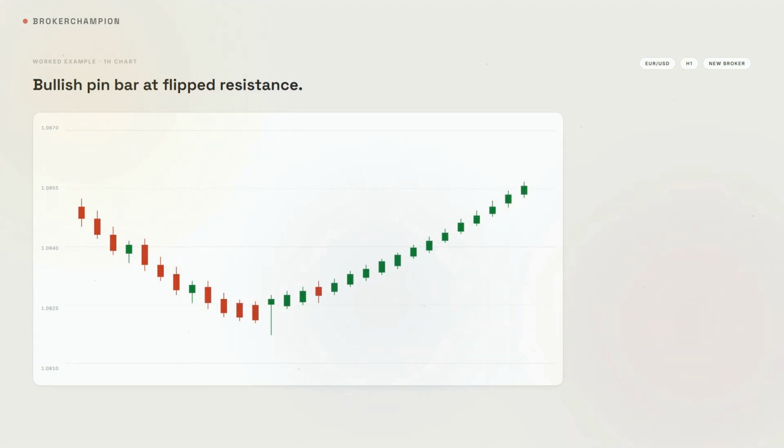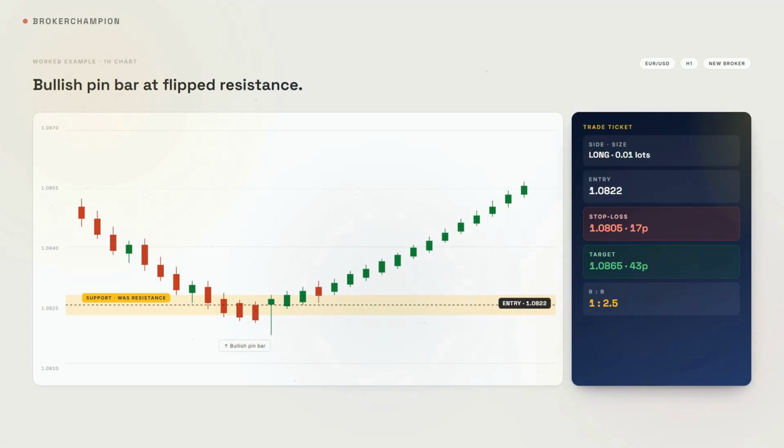Price is at 108.40, uptrend on the daily. It pulls back to a prior resistance zone at 108.20 that's flipped to support. A bullish pin bar prints. You take the setup. You place a paper trade. Long 0.01 lots. Entry 1.0822.